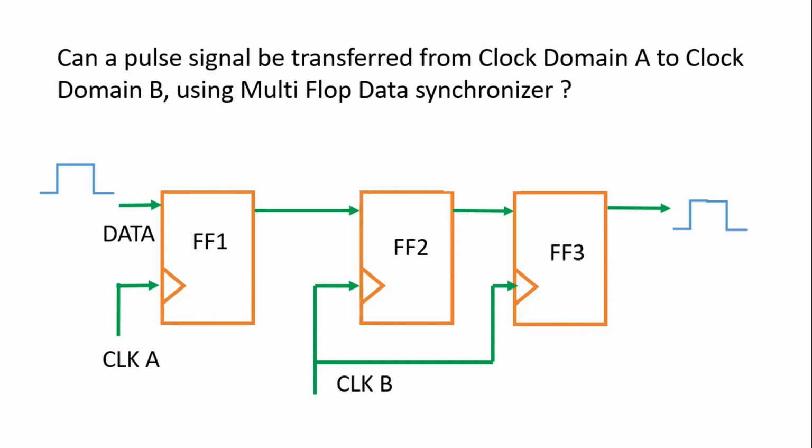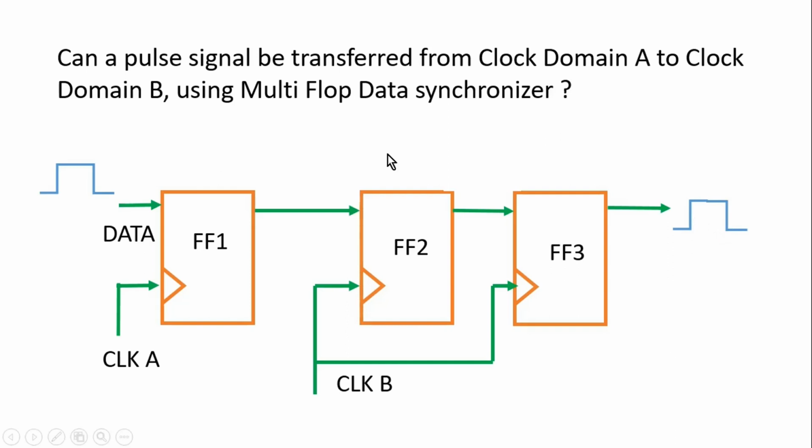Friends, in my last video, I asked you one question, and the question was: can a pulse signal be transferred from clock domain A to clock domain B using a simple multi-flop data synchronizer as shown in the figure? Here I want to apply a pulse at clock domain A, and I want to transfer that pulse with the help of the multi-flop data synchronizer. Some other receiver side logic is there which wants to receive this pulse.